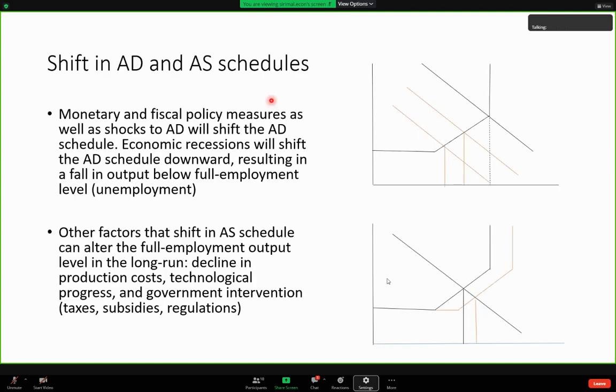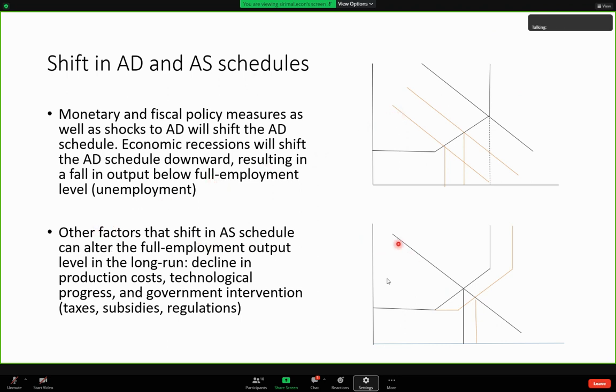Now, AD and AS can be shifted like this. You can see monetary policy and fiscal policy measures as well as shocks, because we mentioned policies and shocks are the two things that can affect our market. So aggregate demand will shift upward or downward like this.